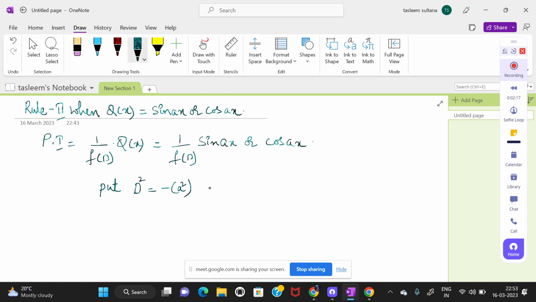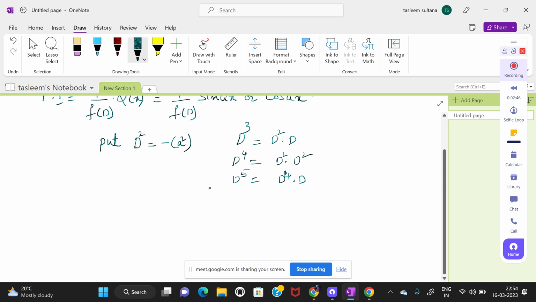Where in the question if they have given D cube, that D cube we can write as D square into D. D power 4 can be represented as D square into D square. D power 5 will be represented as D power 4 into D. Like this, where D square you are going to substitute as minus a square. If any single D is left, then you are going to multiply with the conjugate pairs.